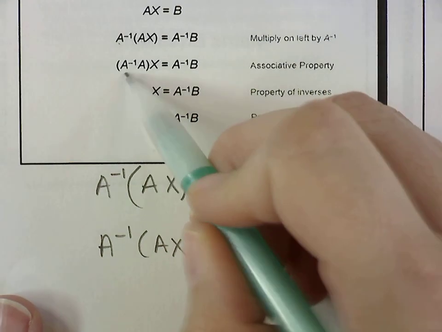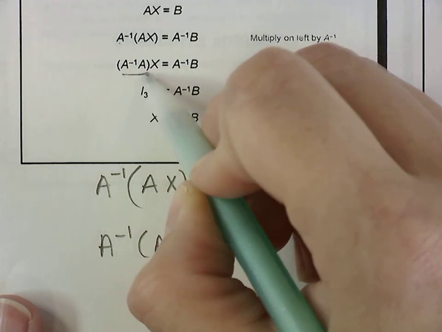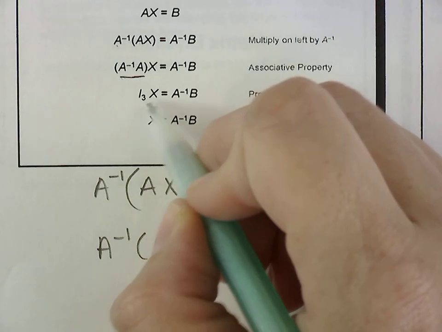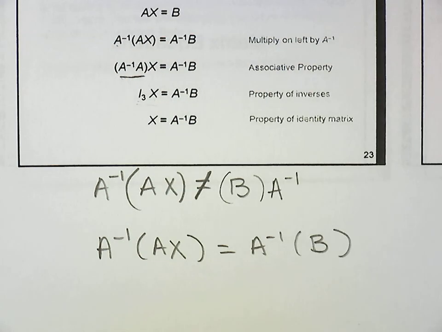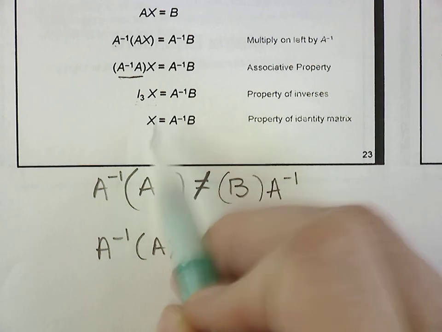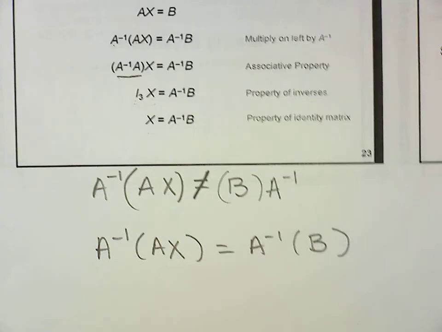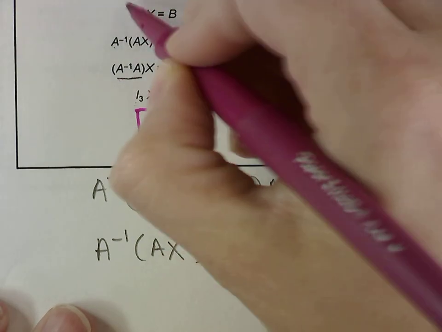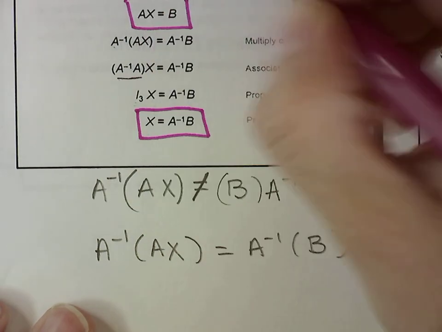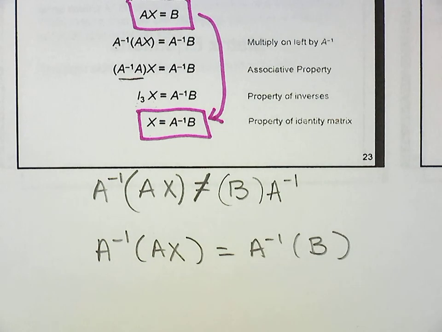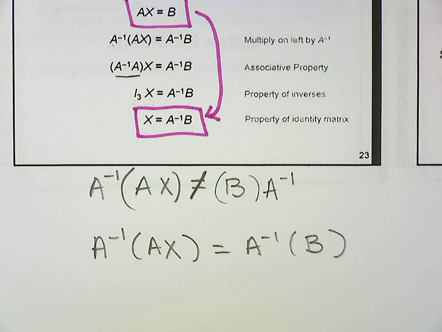Once you multiply here, this is going to create the identity matrix. We learned yesterday that whenever you multiply something by the identity matrix, you're left with itself. So we would just be left with x, and on this side, we would have A inverse times B. So if you start out with A times x equals B, you know that x is going to equal the inverse of A times B. That's an equation that we're going to use today.